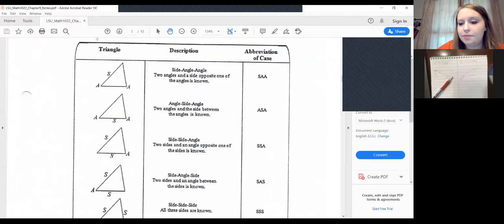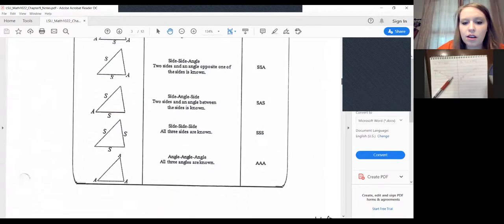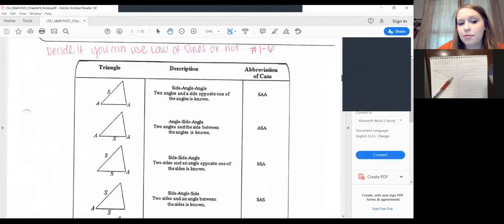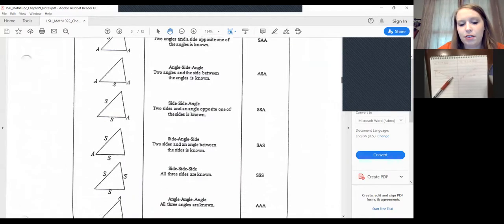Side angle side, side side side, and angle angle angle. Any of those cases, there will be some where you can't. So just use this chart to help you figure those out.